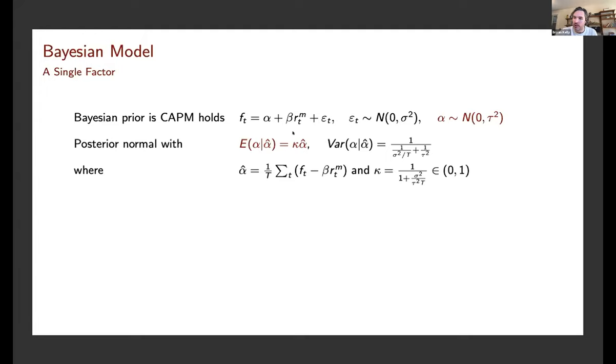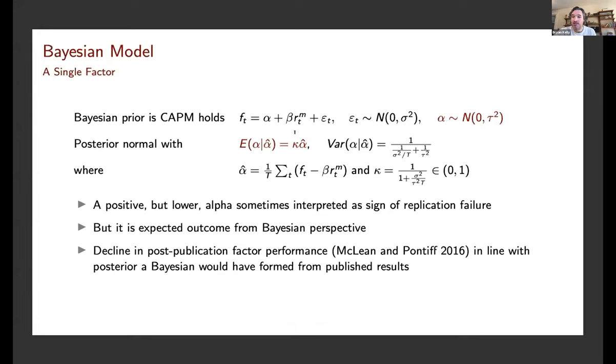Kappa here is always going to be a shrinkage factor, which means that when you look out of sample, the Bayesian expects to see an attenuation in alpha. Now, there's been a lot made in the literature about post-publication attenuation in alphas. This is a fantastic paper by McLean and Pontiff on this point. One of the important things we want to make is that we need to be interpreting this evidence appropriately. A Bayesian would exactly expect this type of attenuation. We'll, of course, have to spend some time thinking about magnitudes, but in direction, the idea is that even if the alpha is true, the Bayesian would expect the out-of-sample alpha to be positive, but smaller in magnitude. And that very closely aligns with what we see in the data.